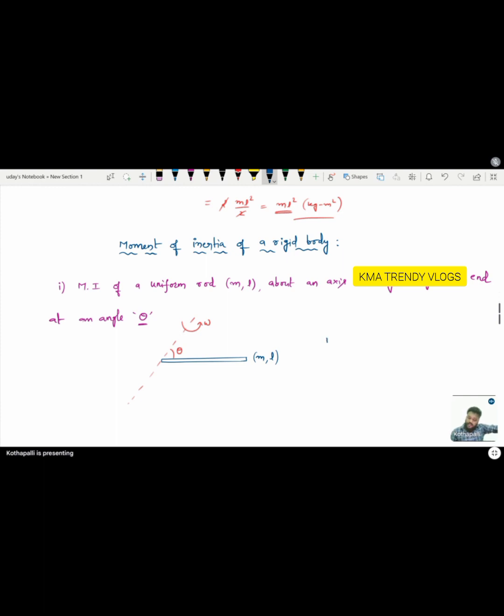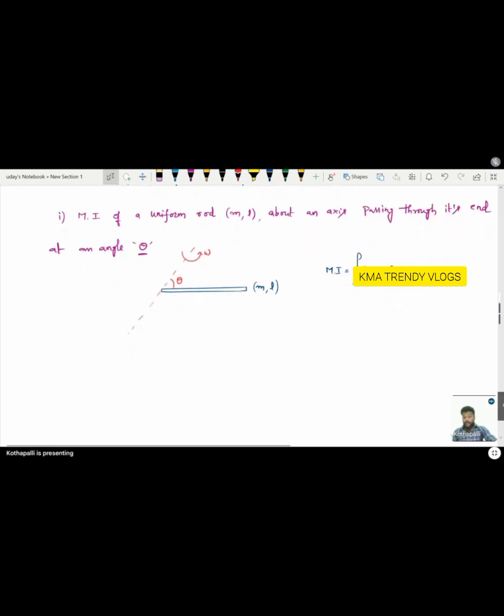As we know, the moment of inertia of any rigid body system is the integral of dm into r perpendicular squared. We discussed this already. We also know the moment of inertia of a point mass is m into r perpendicular squared. So first I will take a point mass from this uniformly distributed rod, and calculate the perpendicular distance of that point mass from the axis of rotation.